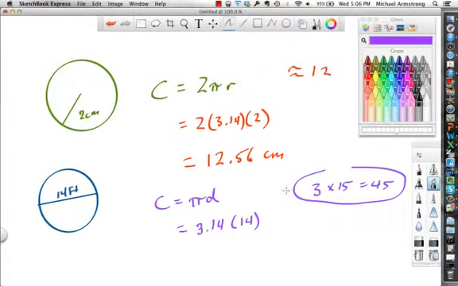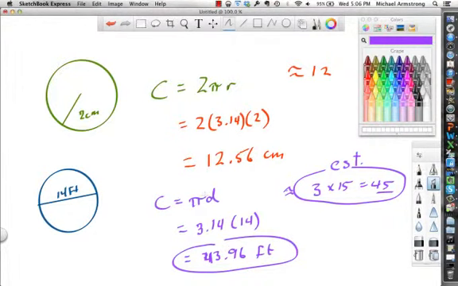So this is like an estimate. And I always like you to estimate to see if your calculator makes sense. In the calculator it says 43.96 feet. Alright, 43 and 96 hundredths feet. And that's pretty close to my estimate of 45, so I think we'll call that a good answer. That's how it's done. I think the rest of this you can do without me.